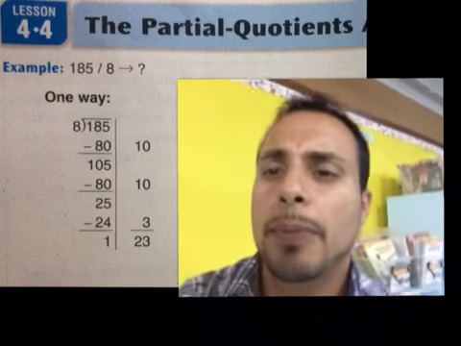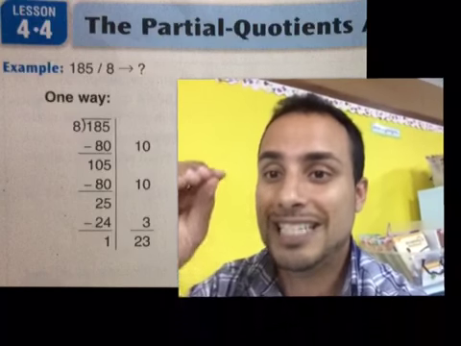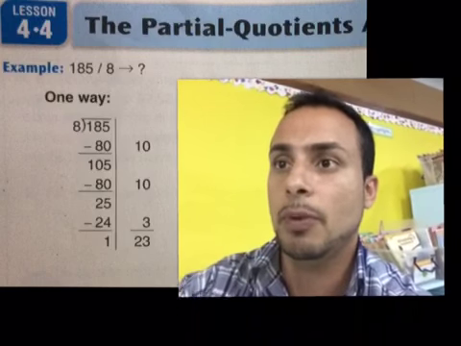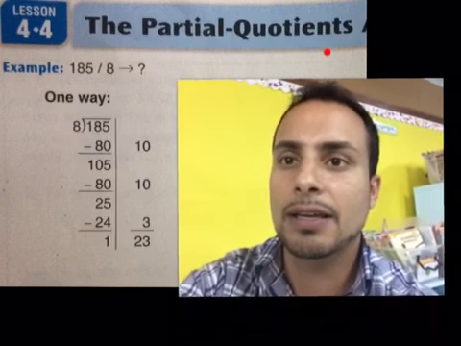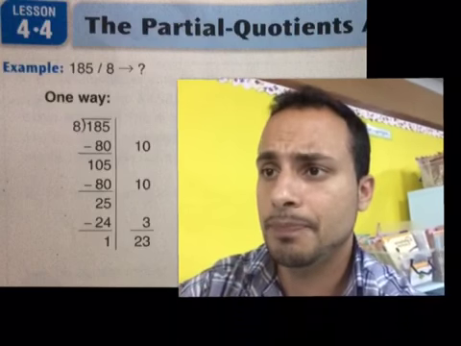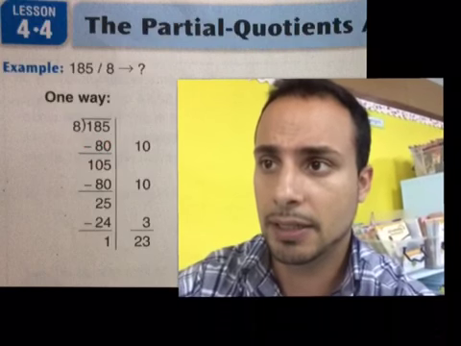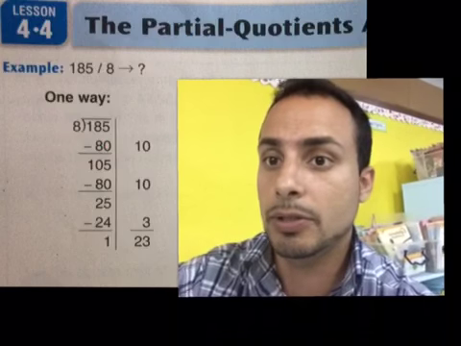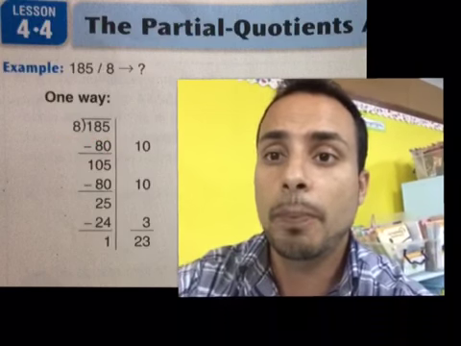Okay, when we talk about partial quotients, or anytime we talk about quotients, we're talking about division, dividing. So over here, as you can see, we have partial quotients. So really what we're doing is we're dividing in parts. Okay? So we have the number 185 divided by 8. And we really don't know how to figure it out to the extent that we know how many 8s are in 185. So we do it partially.